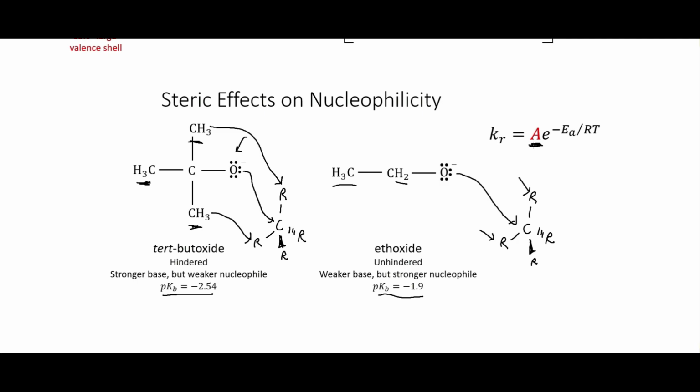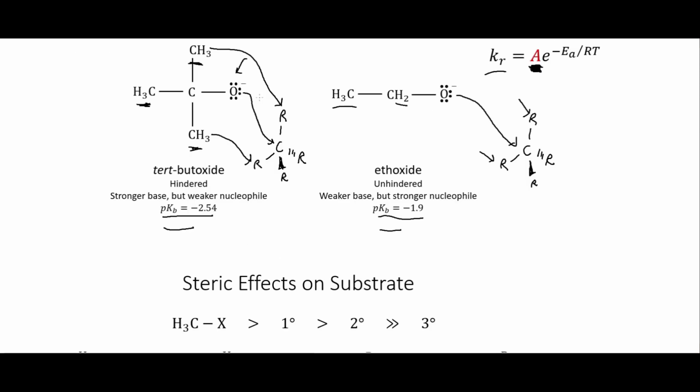And so this A factor right here is what's telling us about the molecules having a proper orientation when they actually run into each other. And so we're going to see that tert-butoxide here is going to have a smaller A value, where this ethoxide is going to have a larger A value. And so that's actually going to help increase the rate constant for ethoxide compared to the tert-butoxide. So yeah, that is the steric effects on nucleophilicity.